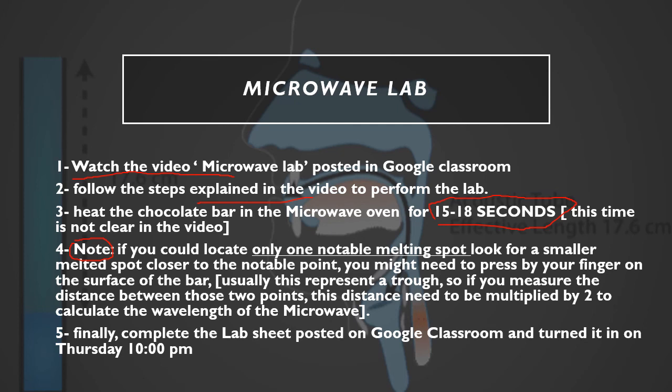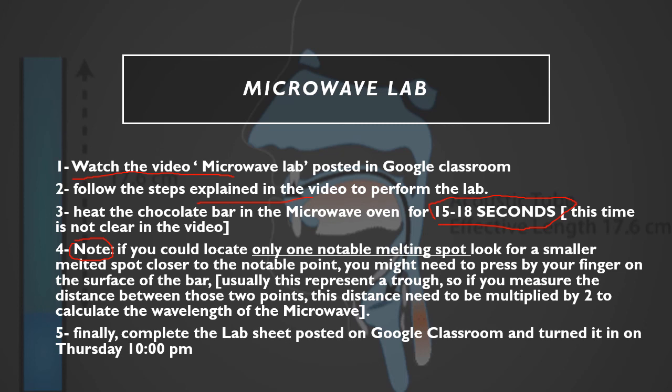You might need to press with your finger on the surface of the bar. Usually this represents a trough. If you measure the distance between those 2 points, the one that's notable and the one that's not really, the distance needs to be multiplied by 2. Usually this distance will be maybe 6 centimeters or 5 centimeters. This is just a half wavelength. In order to calculate the whole wavelength of the microwave, you need to multiply this by 2.